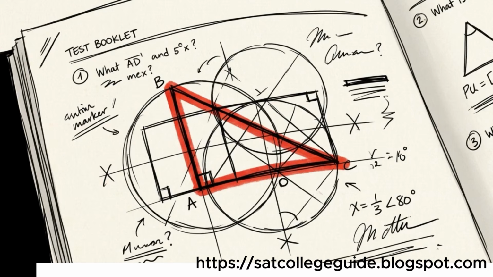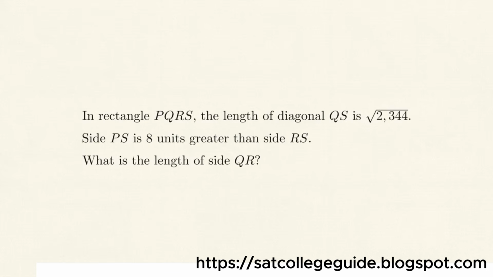While this geometry is fundamental, recognizing the hidden right triangle structure is the necessary first step for solving the multi-stage problems found on the SAT. On the actual test, the numbers are rarely this clean.